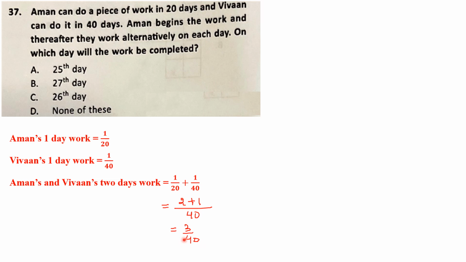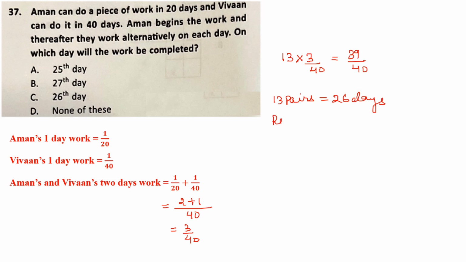So now just try to find the number which is close to 40. In the table of 3, 40 does not come. But if I multiply 3 by 13, I will get 39/40. Right? It means they have to work in pairs for 13 pairs. So 13 pairs, one pair means 2 days, 13 pairs means 26 days. Right? If they work for 26 days, they will be able to finish 39/40 part of the work.